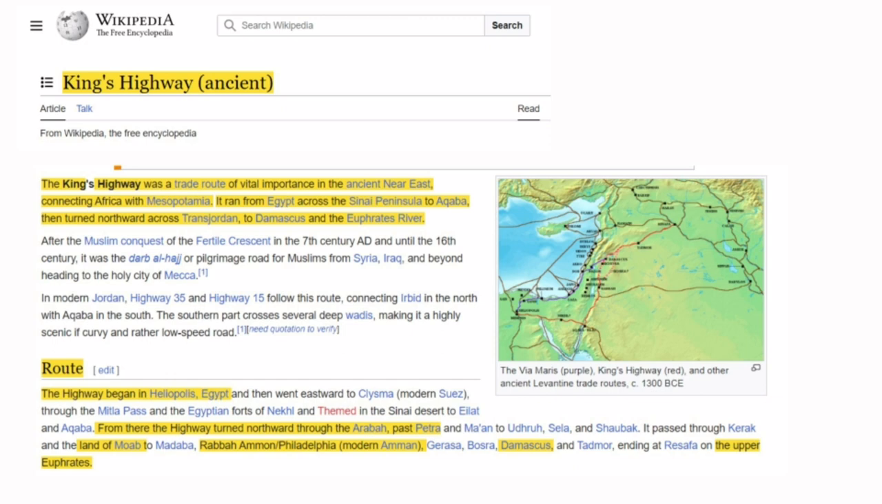from there, the highway turned northward through the Araba, past Petra, which is in the land of Edom, or the kingdom of Edom, and unto the land of Moab. It passed the land of Moab and went into Rabbah Ammon, which was the capital of the biblical Ammonites. It went further north to Damascus, further north to the upper Euphrates. This was the center of this gigantic trade network.